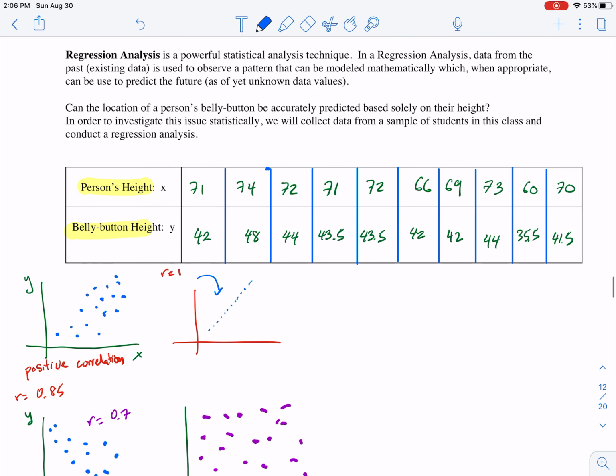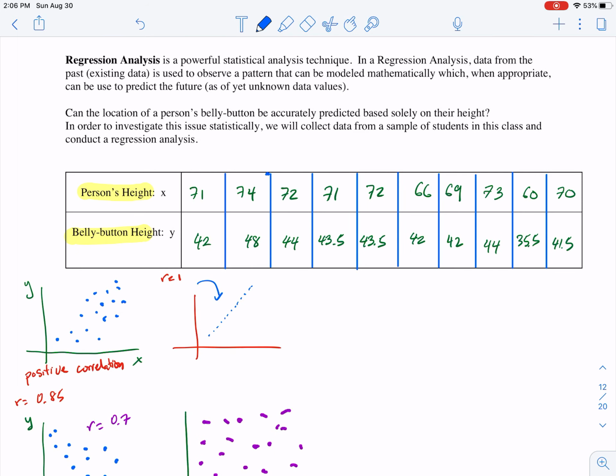So let's talk about this example here. In this example, we have 10 persons' heights and 10 persons' belly button heights. These are the values from the same person. It's actually from last semester. We did this activity in class where I had 10 students volunteer to come up in the front of the room, and I took measurements of each student, their heights and their belly button heights as well, and recorded the data.